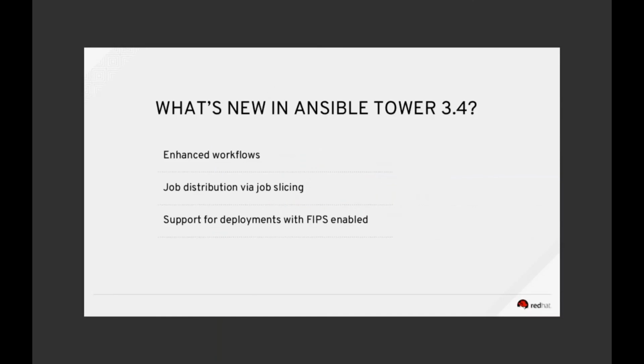So that is Ansible Tower 3.4 in a nutshell. Again, it's about allowing you to use workflows to automate in all the ways that you need and reuse your automation in new ways. Using job distribution via job slices to allow you to scale large-scale automation tasks across your Tower cluster and allow you to deploy in secured, regulated environments that are using things like FIPS mode.